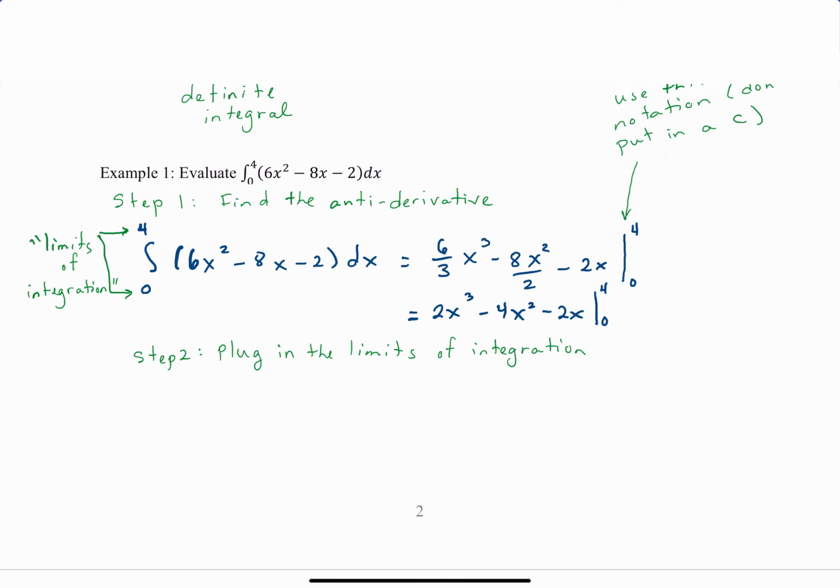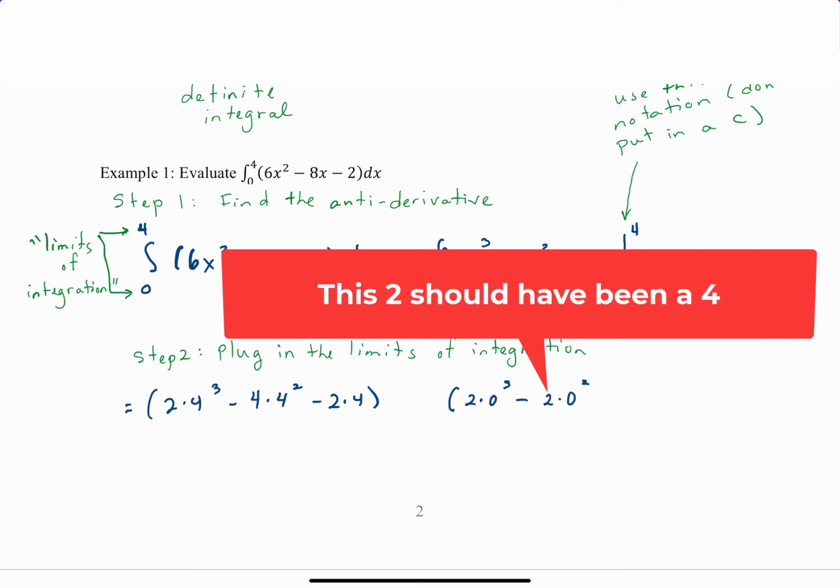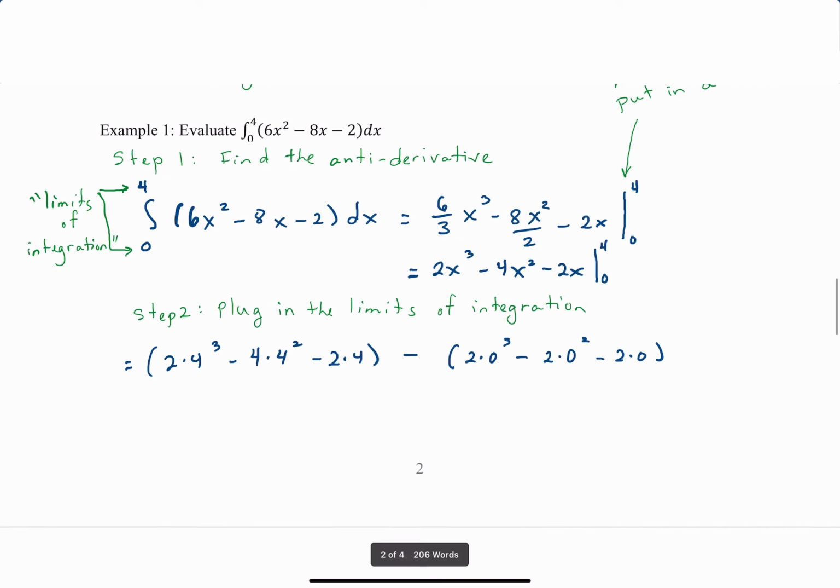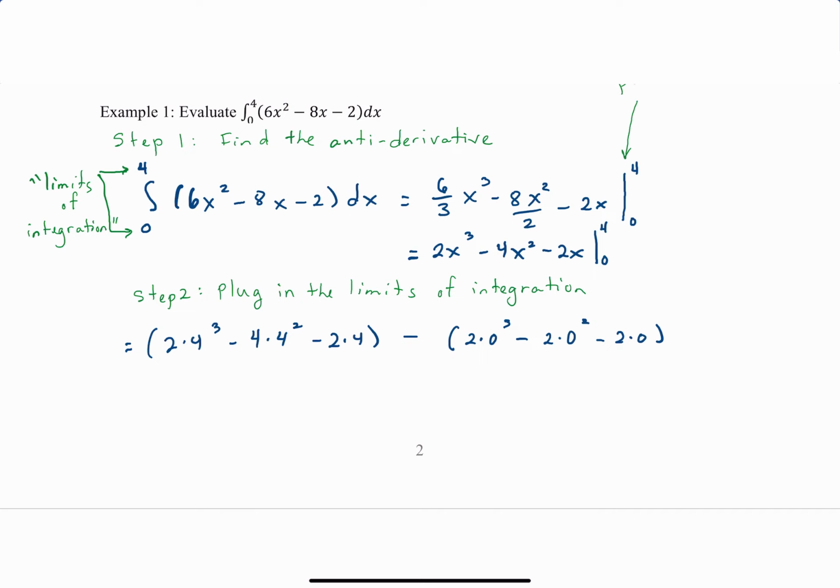Okay, plugging in. I'm going to plug a 4 in. So I'm going to have 2 times 4 cubed minus 4 times 4 squared minus 2 times 4. And plugging in the 0, I'm going to have 2 times 0 cubed minus 2 times 0 squared minus 2 times 0, and then I'm subtracting those two things. So in other words, this is what would correspond to our capital F of 4, and this is what would correspond to our capital F of 0, and then we're subtracting.